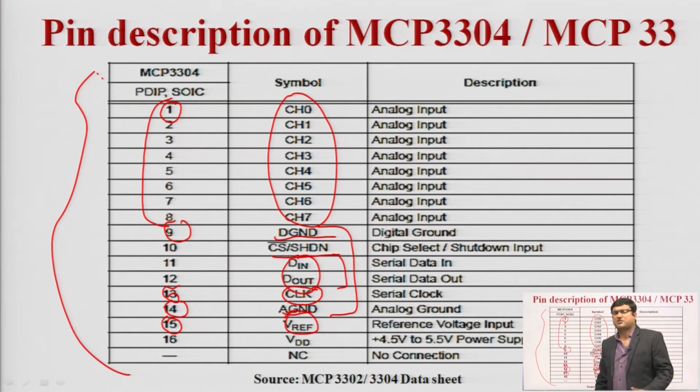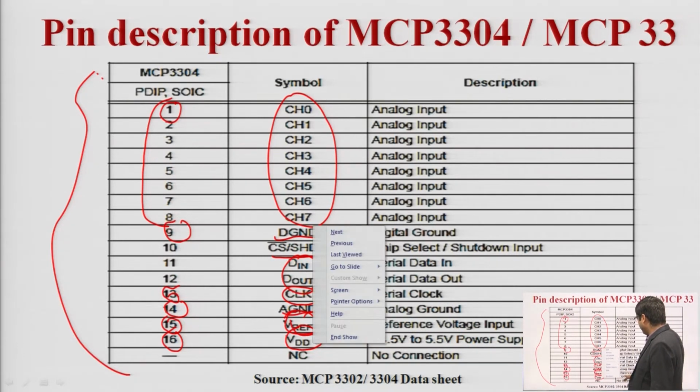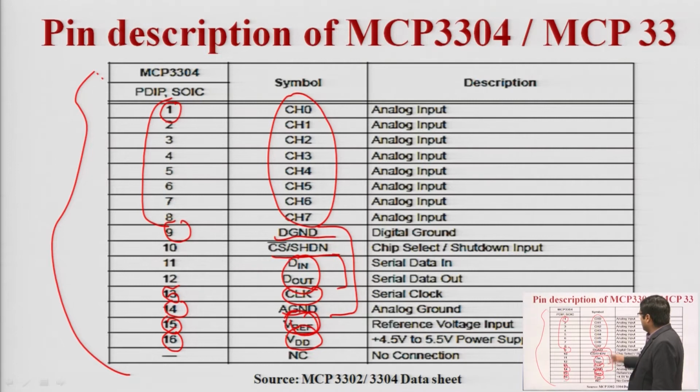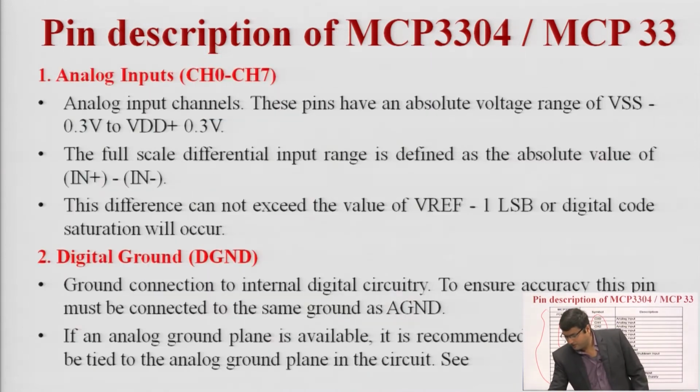In the functional description of MCP3304, we have seen that analog signals are compared with the V reference voltage, and the comparison output is available at the output portion of the MCP3304. After that, in pin number 16 we have VDD, which has a voltage range of plus 4.5 volts to 5.5 volts. So, let us discuss one by one in detail.